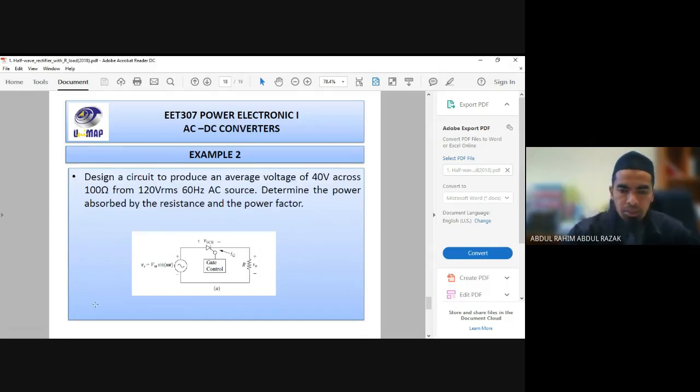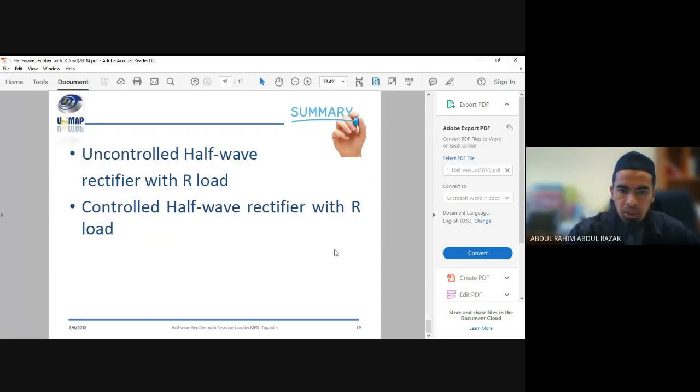This is an example I will discuss later. So now we have come to the conclusion. You have learned about the uncontrolled half-wave rectifier and also the controlled half-wave rectifier with resistive load.